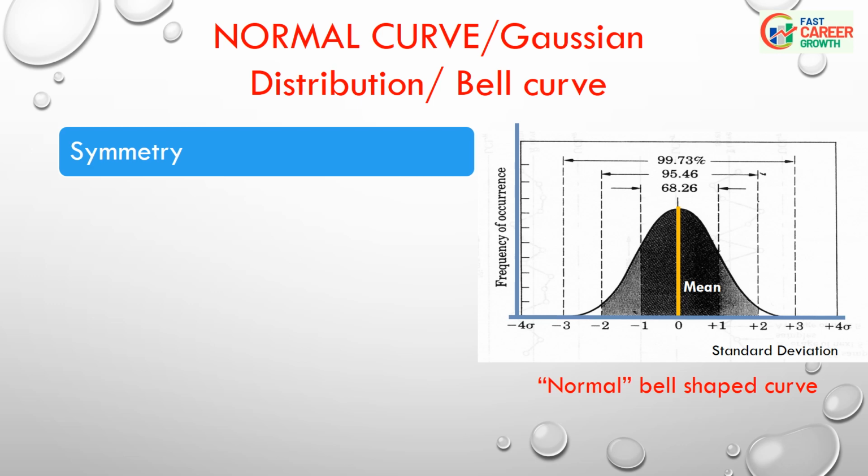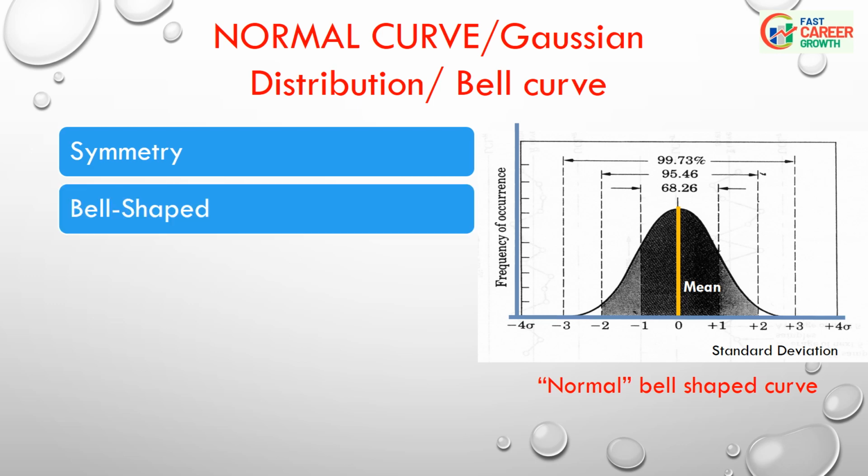Second characteristic is bell-shaped. The normal curve has a distinctive bell-like shape. The peak of the curve occurs at the mean, and as you move away from the mean in either direction, the frequency of data points decreases gradually. This gradual decrease in frequency gives the curve its bell shape.